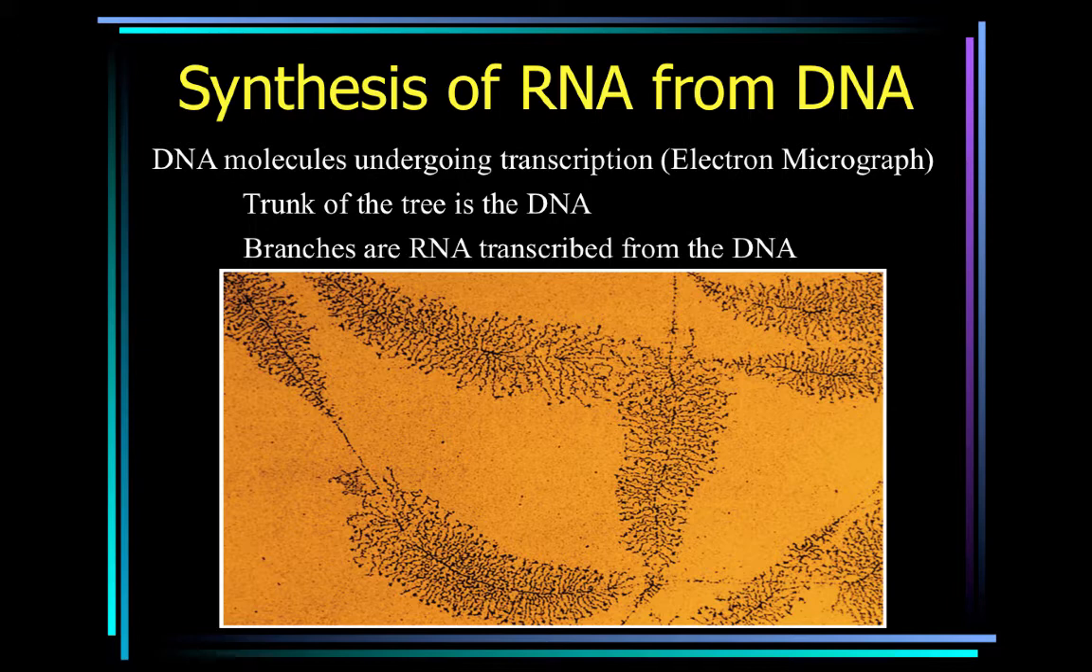So here we have an electron micrograph, and they look like tree branches with leaves coming out of them. The trunk of the tree is going to be the DNA, and all these little limbs coming off of them is actually RNA being transcribed from DNA. So this is what it looks like under an electron microscope.